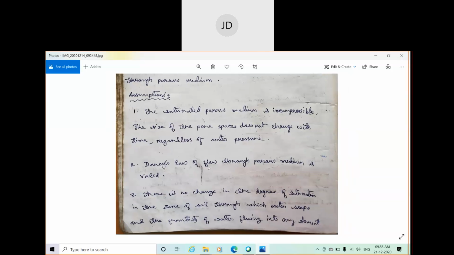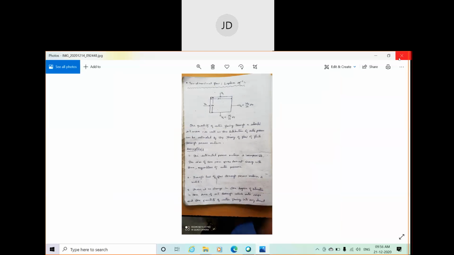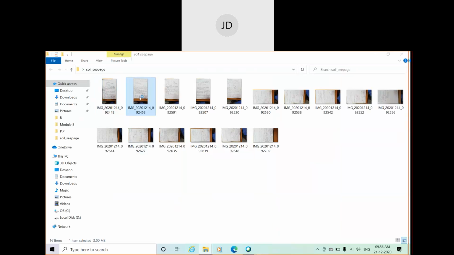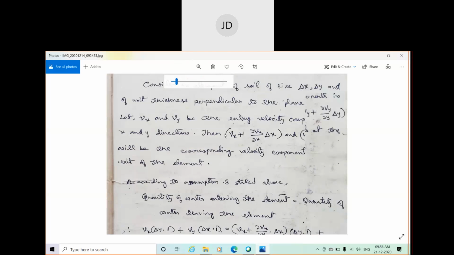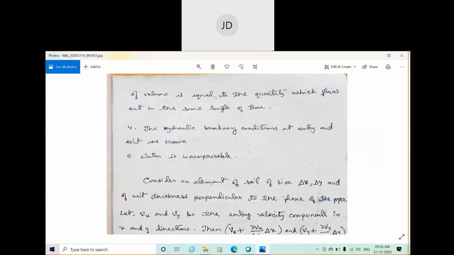Number 3, there is no change in the degree of saturation in a zone of the soil through which water seeps. Seep means water flows. And the quantity of water flowing through any element of volume is equal to the quantity of water flowing out in the same length of time. That means as per assumption number 3, the quantity of water entering the soil element must be equal to the quantity of water coming out of the soil element.